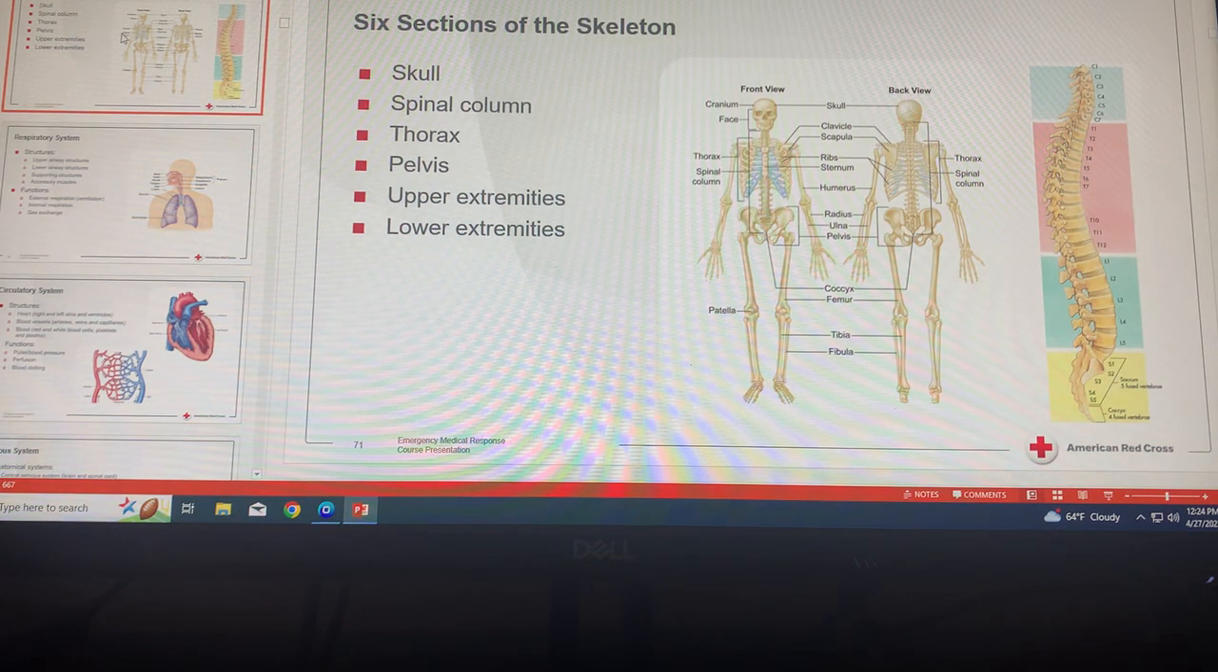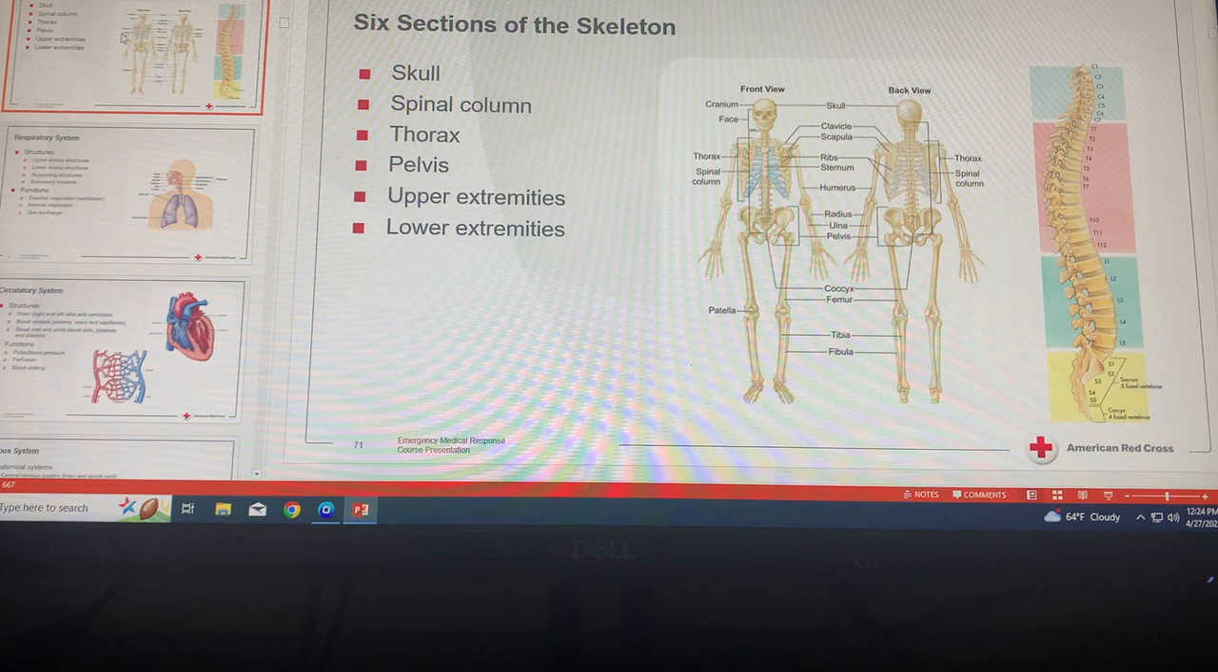So next we have the skeletal system. The skeleton is made up of 6 sections: the skull, spinal column, thorax, pelvis, and upper and lower extremities. The skull. The skull is made up of 2 main parts, the cranium and the face. The cranium is made up of broad, flat bones that form the top, back, and sides, as well as the front, which house the brain.